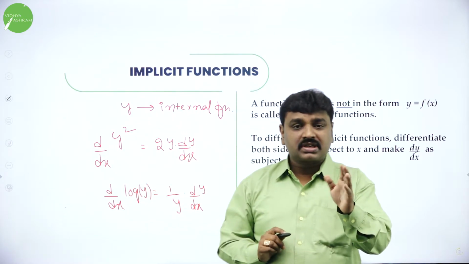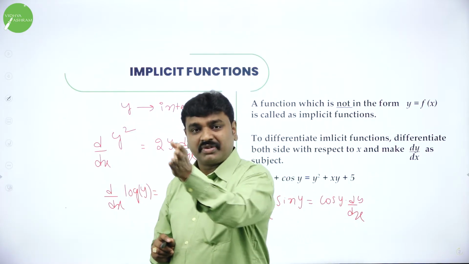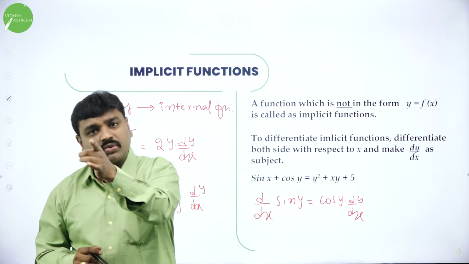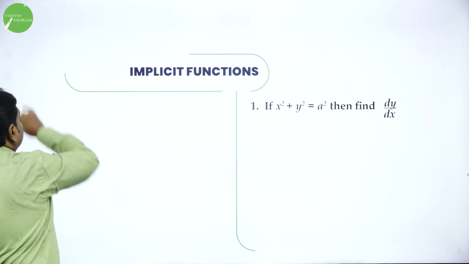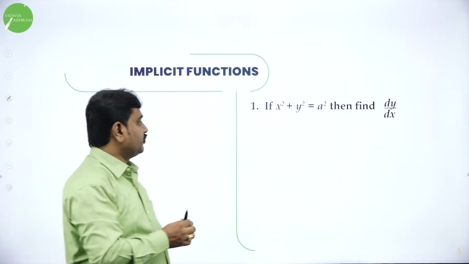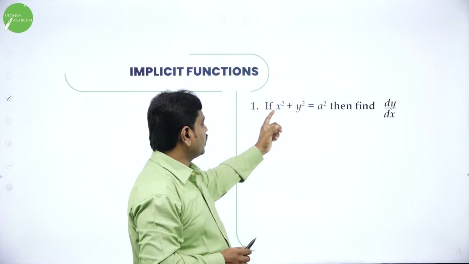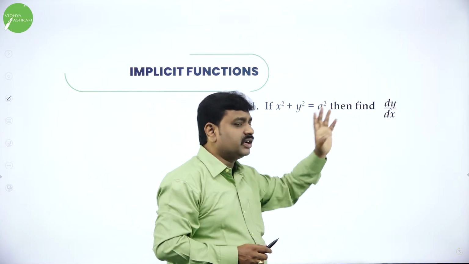So sin y means cos y into dy by dx, log y means 1 by y into dy by dx, tan y means secant square y into dy by dx. Okay, so now I'll start with the problems so that you can understand better. First question: if x square plus y square is equal to a square, then find dy by dx.